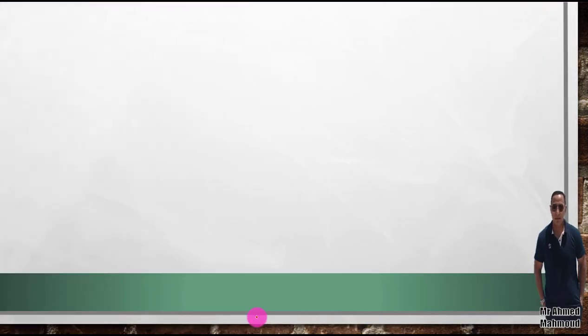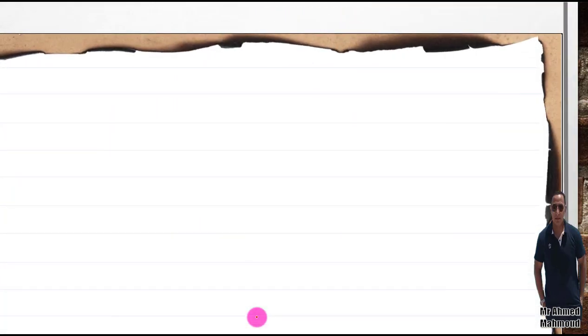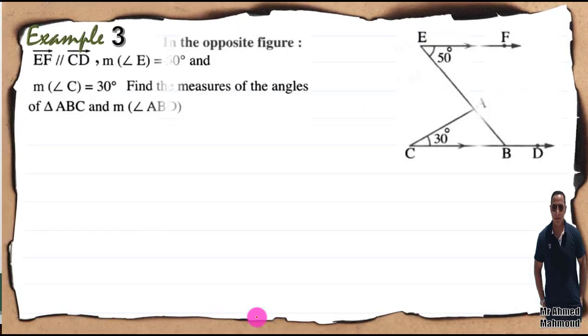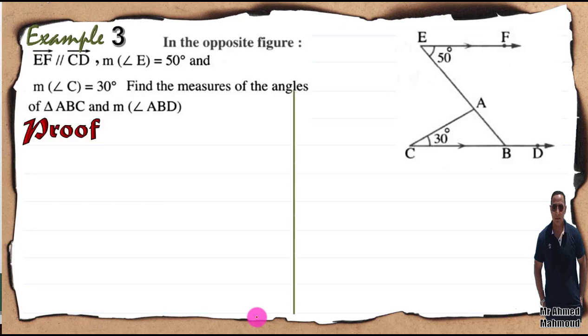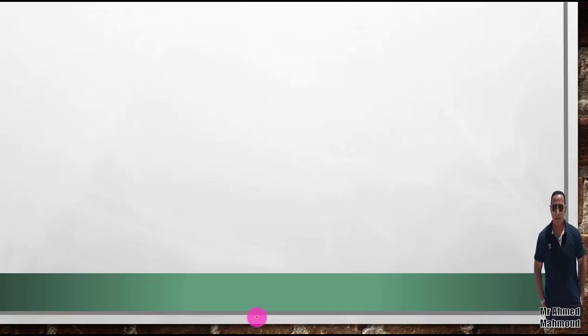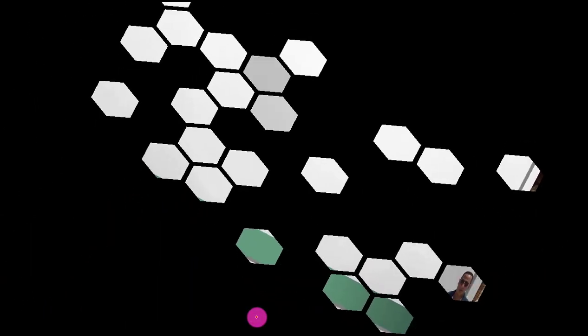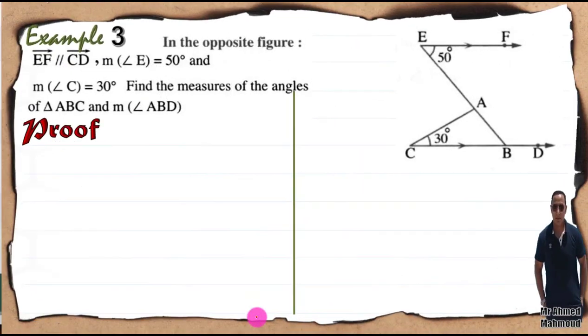Let's solve example 3. In this example, we have a shape in the opposite figure. EF is parallel to CD, angle E equals 50, angle C equals 30. Find the measures of the angles of triangle ABC and also find the measure of angle ABD. Okay.